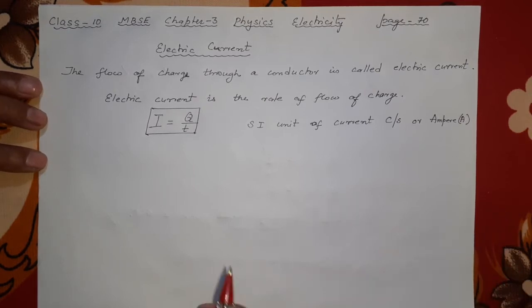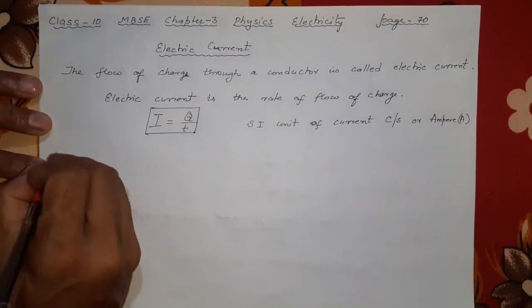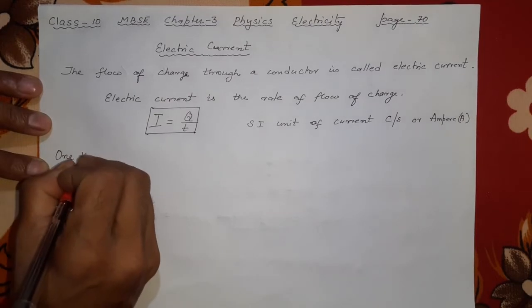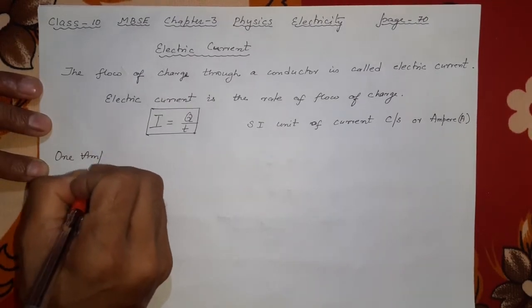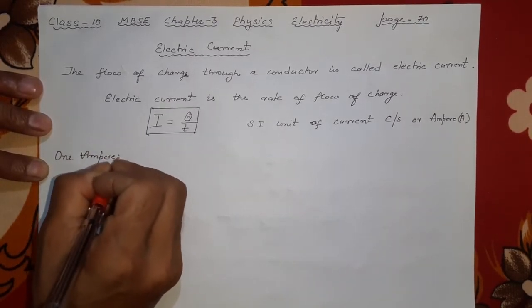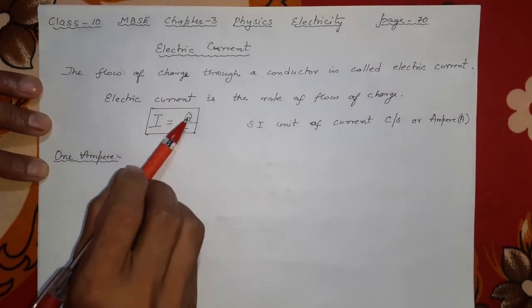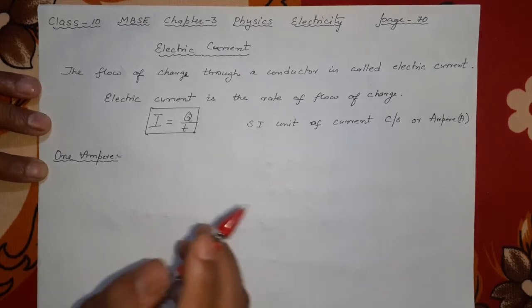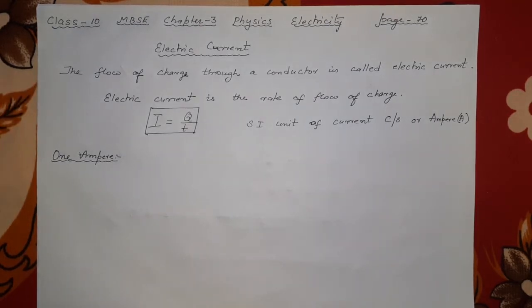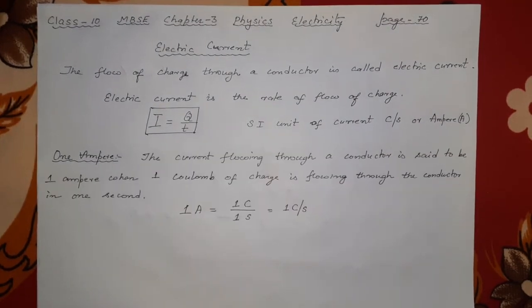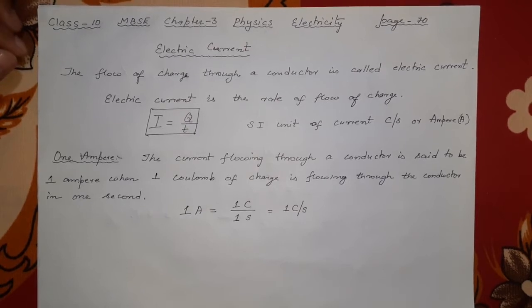And what is 1 ampere? Just like 1 volt was defined, 1 ampere is also defined. Whenever this is 1 and this is 1, we say there is 1 ampere. Let us define it just like 1 volt. It is an important question. This is the definition of 1 ampere.